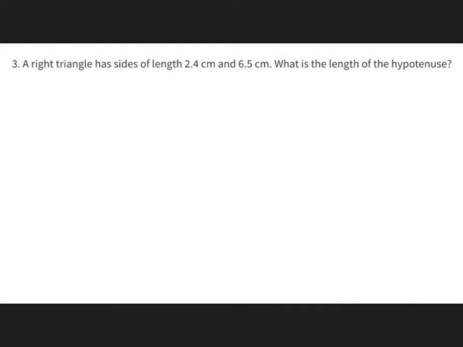Okay, this one says a right triangle has sides of length 2.4 centimeters and 6.5 centimeters. What is the length of the hypotenuse? It's always a good idea, if they don't have a diagram drawn for you, to draw one yourself.